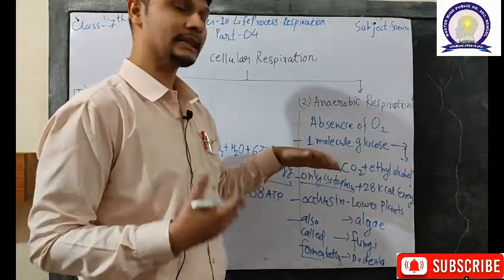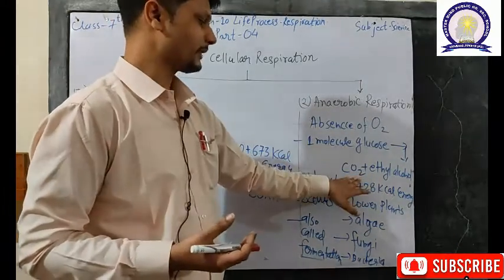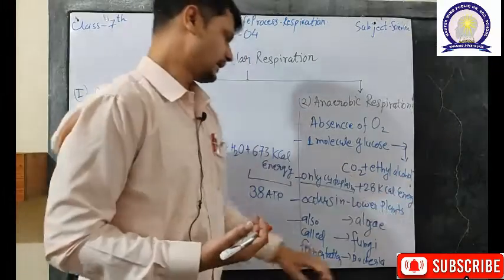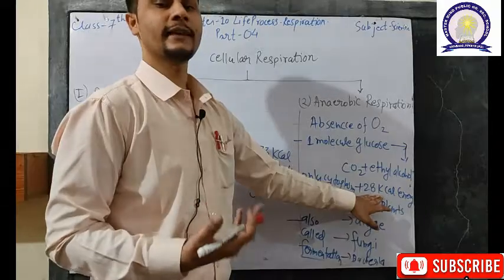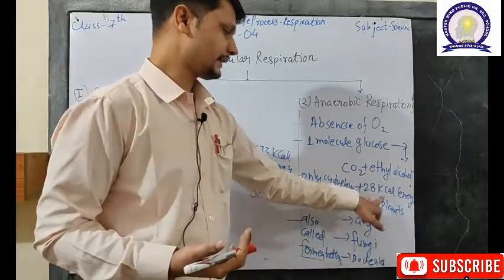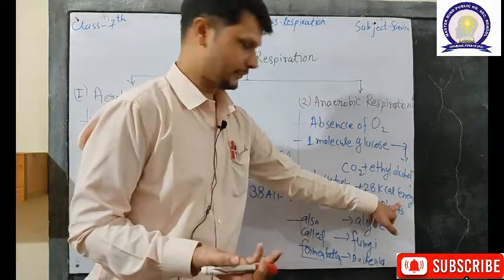Whereas in anaerobic respiration, one molecule of glucose is incompletely oxidized to carbon dioxide and another product called ethyl alcohol, and a lesser amount of energy compared to aerobic respiration, 28 kilocalories, is produced.